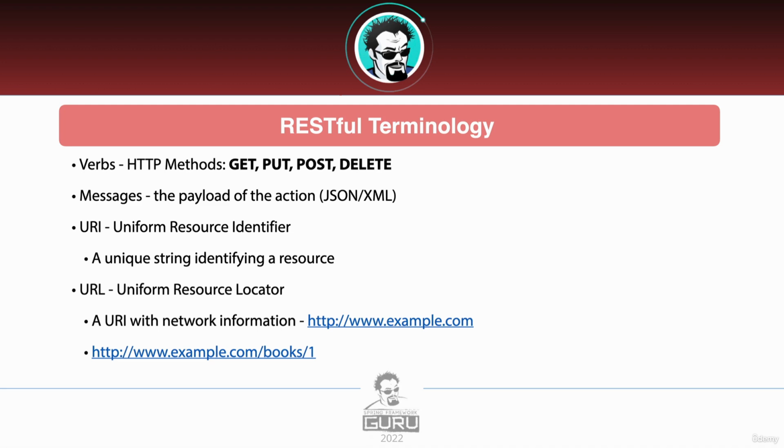RESTful terminology. Verbs are going to be HTTP methods like GET, PUT, POST, DELETE, and even PATCH. Messages are going to be the payload of the action, typically JSON and XML. A URI is a uniform resource identifier. This is a unique string identifying a resource. So here we have a URI with network information, the HTTP is the protocol to call the website, and www.example.com. The second example, I'd be asking or working with the book with the ID of 1. So book/1 would indicate book with ID 1 in RESTful terminology.